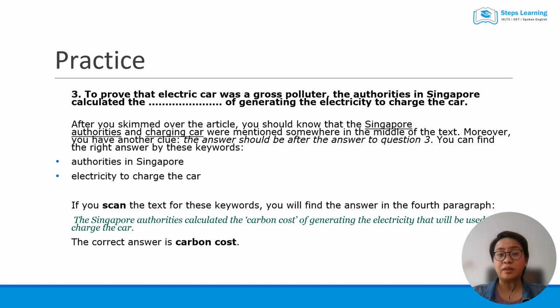So you can find the right answer by these keywords: authorities in Singapore and electricity to charge a car. If you scan the text for these keywords, you will find the answer in the fourth paragraph. The Singapore authorities calculated the carbon cost of generating electricity that will be used to charge the car. So the correct answer is carbon cost.